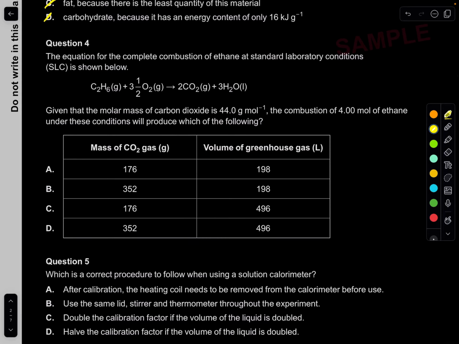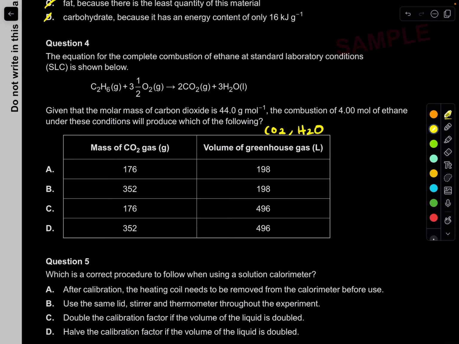Question 4. The equation for the complete combustion of ethane at standard laboratory conditions is shown. Given that the molar mass of carbon dioxide is 44 grams per mole, the combustion of 4 mole of ethane under these conditions would produce which of the following? So we want to first calculate the mass of CO2 gas that's going to be produced and the volume of greenhouse gases. Now remember what I said. What are your greenhouse gases? It is CO2 and water.